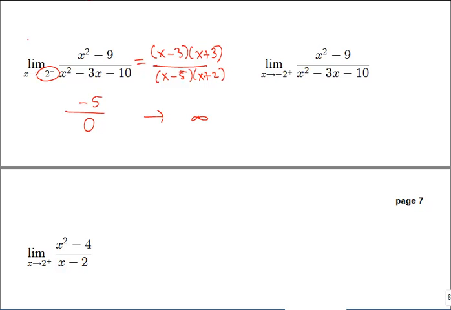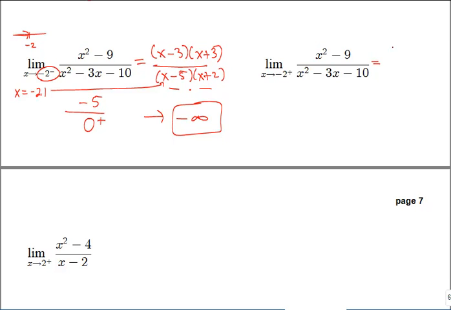So negative 2 from the left-hand side, think about a number line. If you're coming from the left-hand side of negative 2, what would that represent? Be careful with your negatives here. Something slightly to the left of negative 2 would be something like negative 2.1. So if you plug in negative 2.1 and subtract 5 from that, that's definitely negative. And negative 2.1 plus 2 is going to be negative 0.1, so that's also negative. So the denominator is a minus times a minus, which is a plus. So overall, we have a negative divided by a positive, which stays negative.